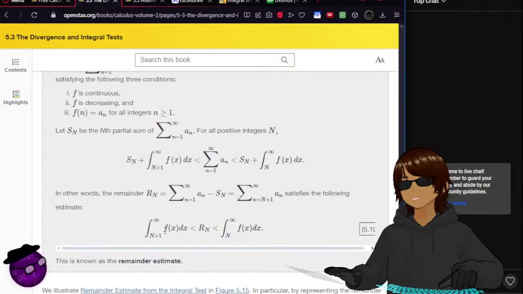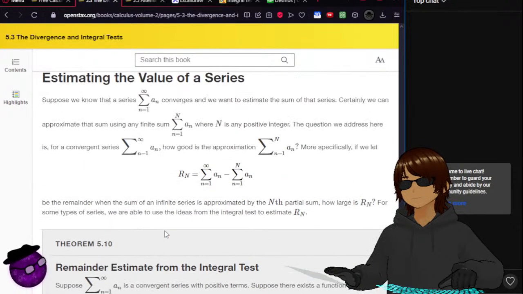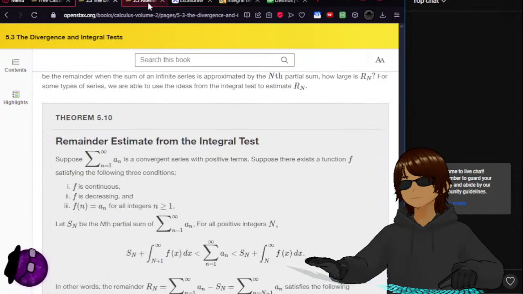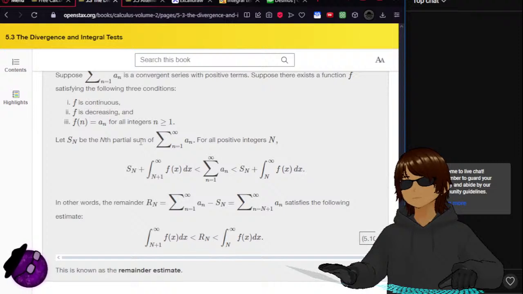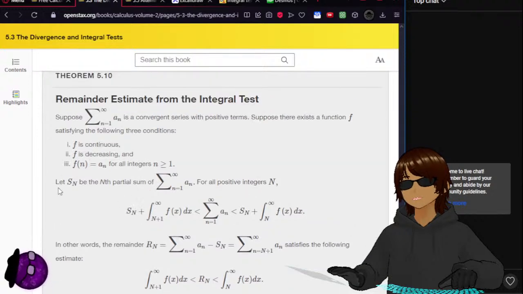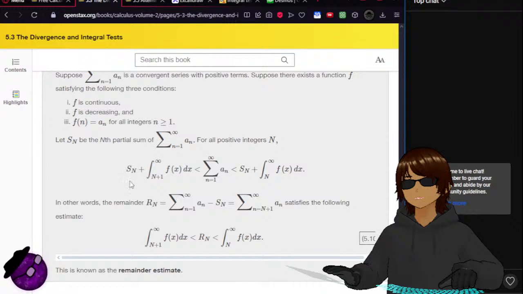The remainder estimate confuses me. So we have, let Sn be the nth partial sum of the series of a of n. Then we have this. I don't understand.